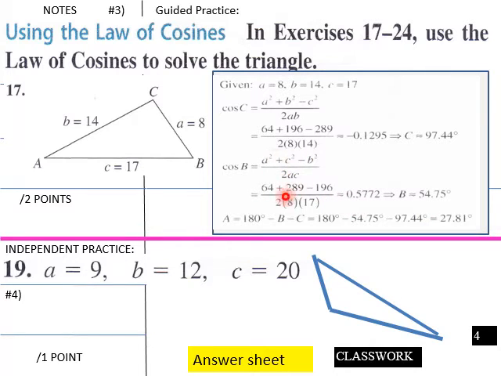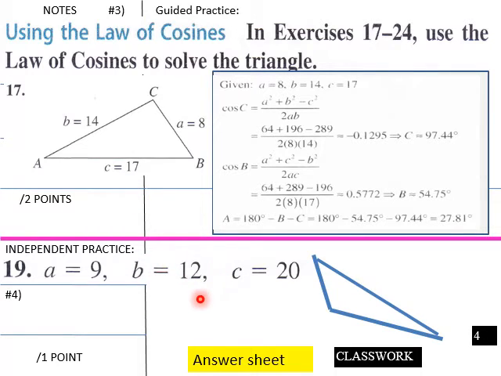After we plug in our other known values here, we can find the angle measure of this triangle. And then we have our two angle measures. We subtract those from 180, and then we find angle measure A is 27.81 over there.